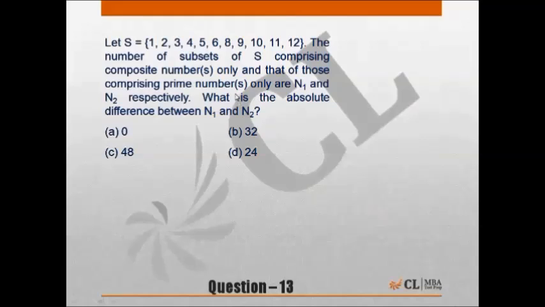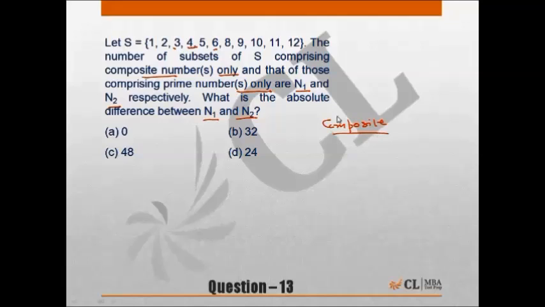Question 13. Let S be 1, 2, 3, 4, 5, 6, 8, 9, 10, 11, 12. The number of subsets of S comprising composite numbers only and that of those comprising prime numbers only are n1 and n2 respectively. What is the absolute difference between n1 and n2? n1 and n2 are the number of sets of composite numbers and prime numbers. So which are the composite numbers in this case? Which numbers will it contain?